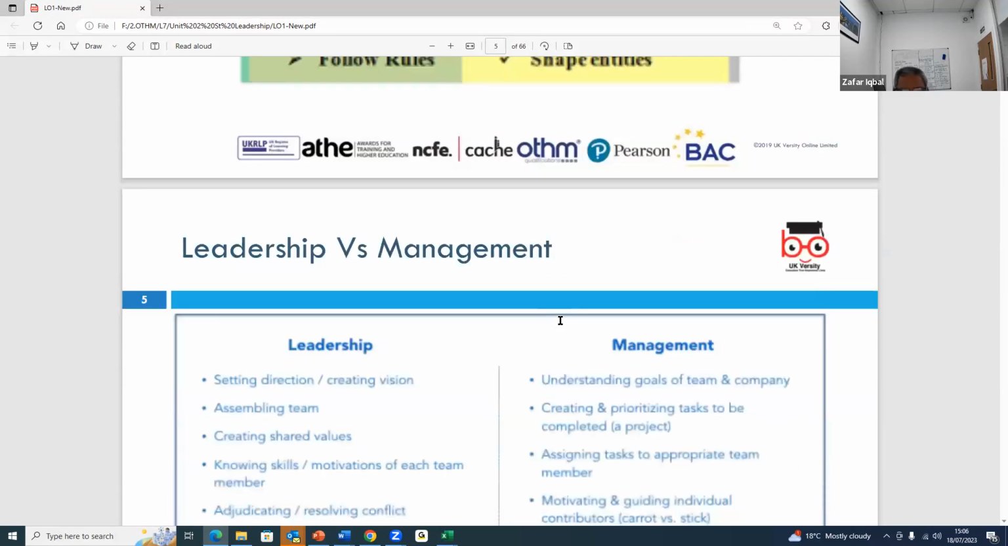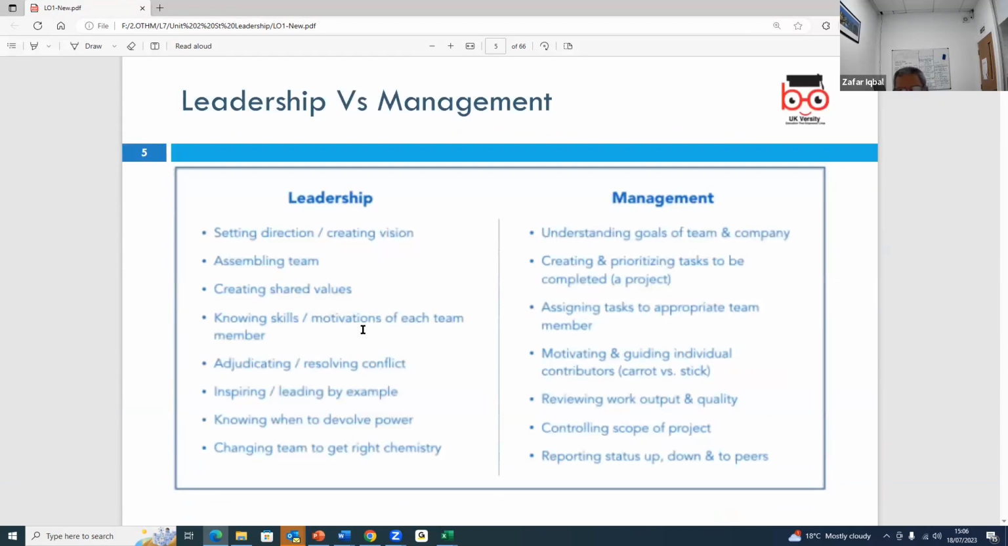If we look further, a manager leads a particular team in a company, looks at the particular goals, creates tasks, assigns tasks, motivates his or her team, controls the resources, and reports back to the superiors, for example. Whereas the leader doesn't report to a superior. He or she leads by example.